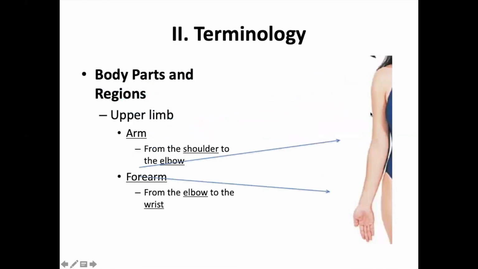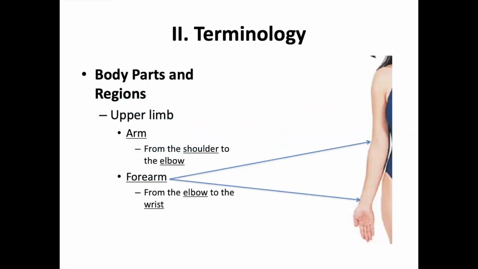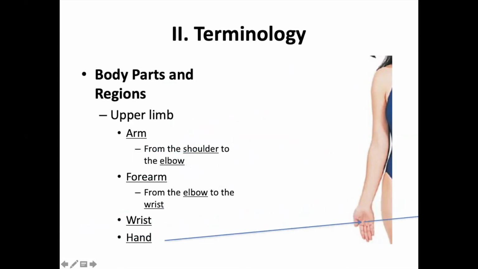And then your elbow, and then your forearm. So arm, forearm, then your wrist, then your hand. We have been using wrist and hand correctly. I'm not going to add new words for that. We do have new words for the parts of your hand, but that comes later.